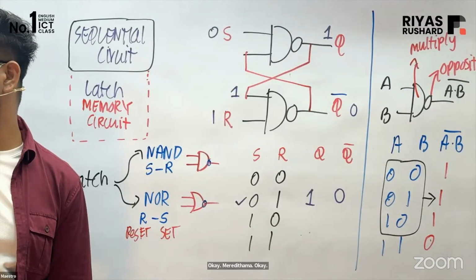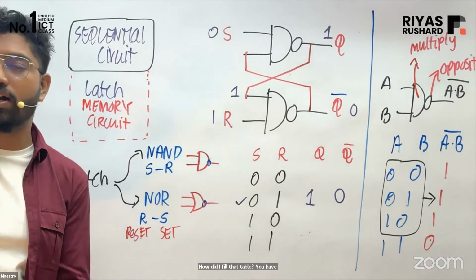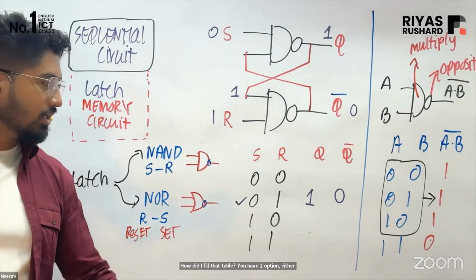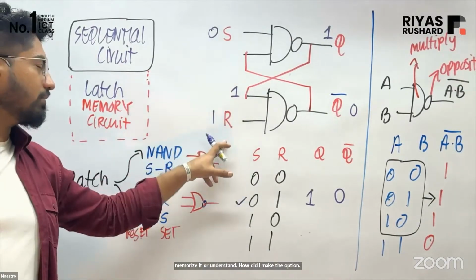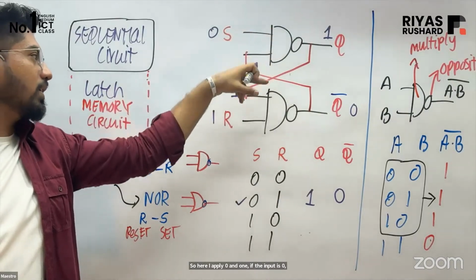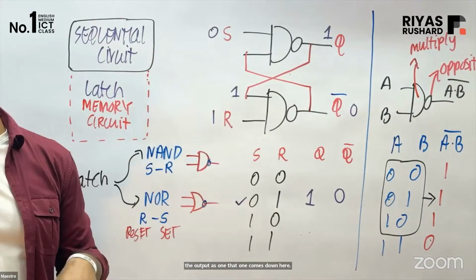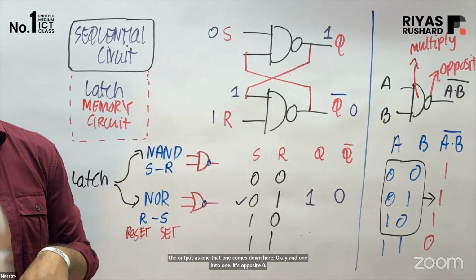Did you all get the concept? How did I fill the truth table? You have two options, either memorize it or understand how I made the output. So here I applied 0 and 1. If the input is 0, the output becomes 1. That one comes down here, okay, and 1 into 1, its opposite is 0. All good, that's it.